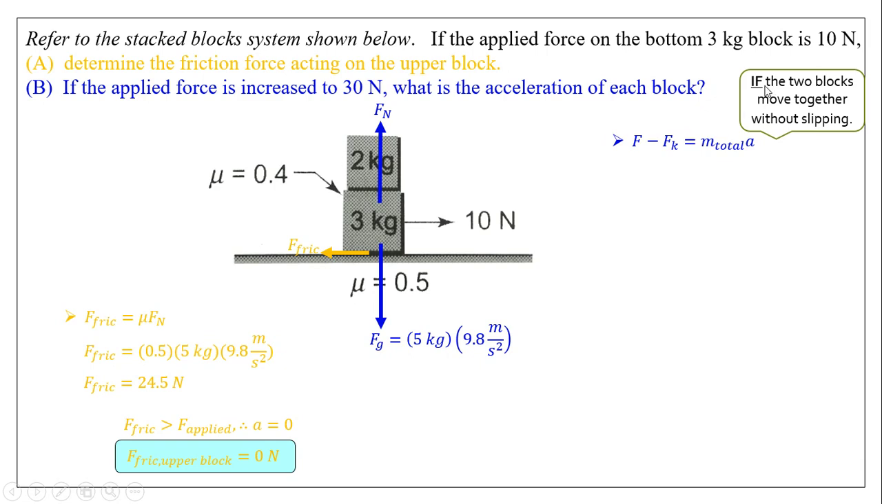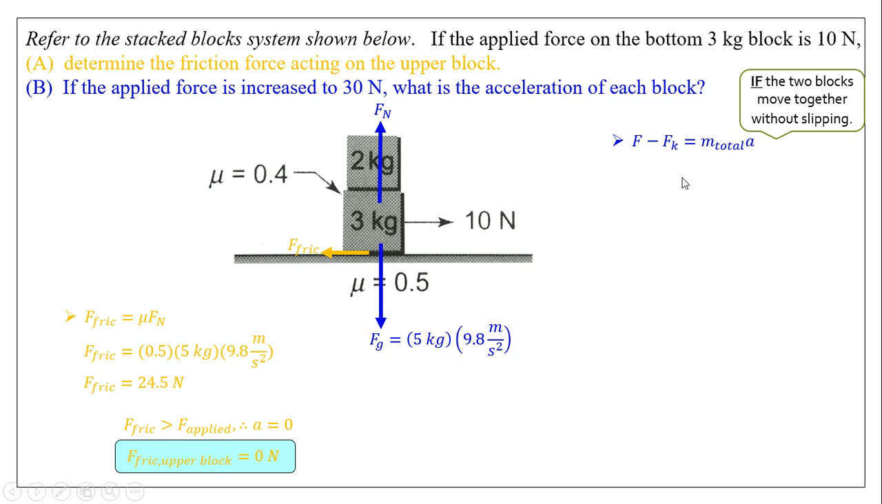So as I made a statement here, if the two blocks move together without slipping, I can treat the two blocks as just one big block. Therefore, I can just say that the F applied, which in this case is 30, not 10 anymore, minus the force of kinetic friction. Here I changed force of friction to kinetic friction because now I know the minimum force required to move the system is 24.5, but this statement says it is now 30, so 30 is greater than 24.5, so I know now the system is going to move.